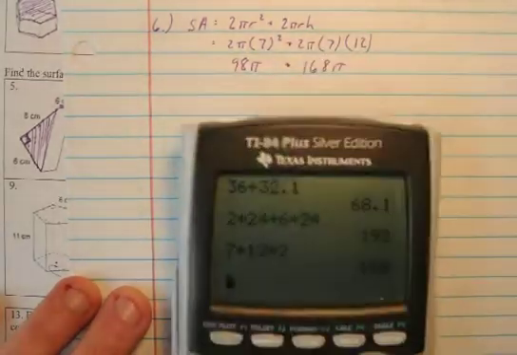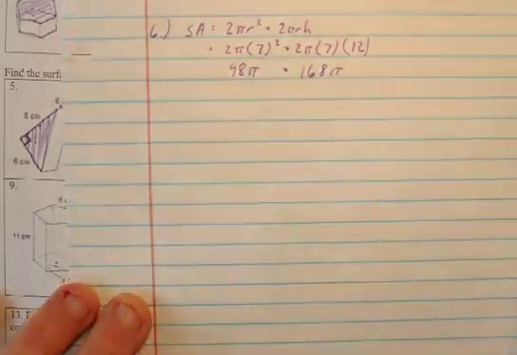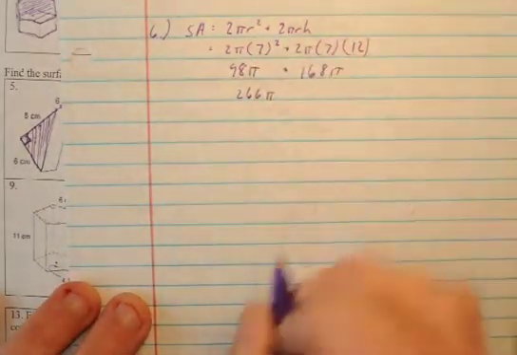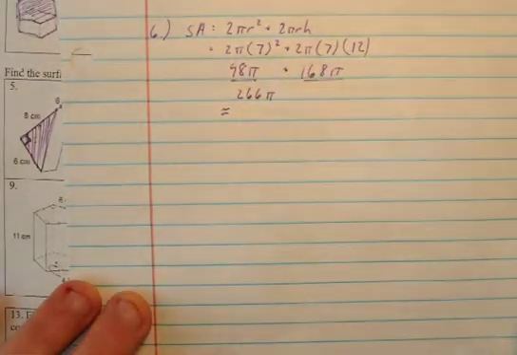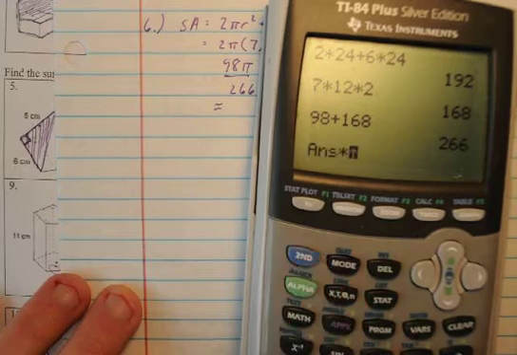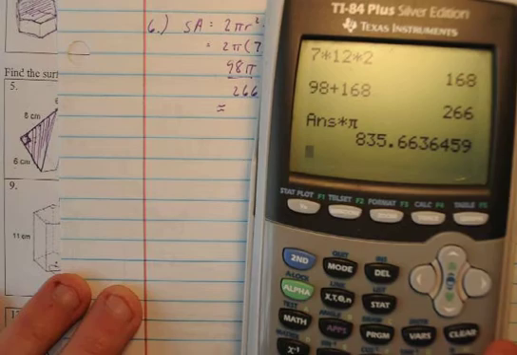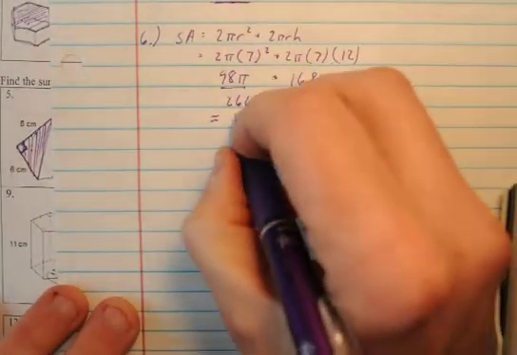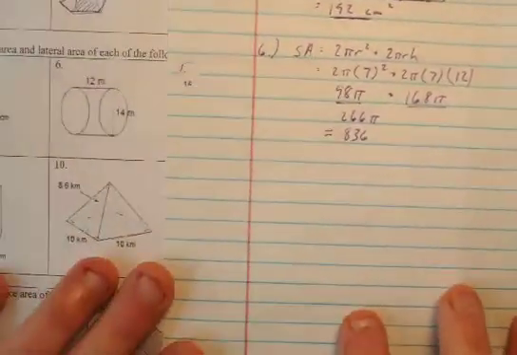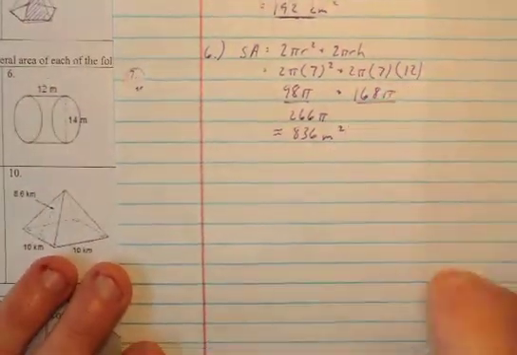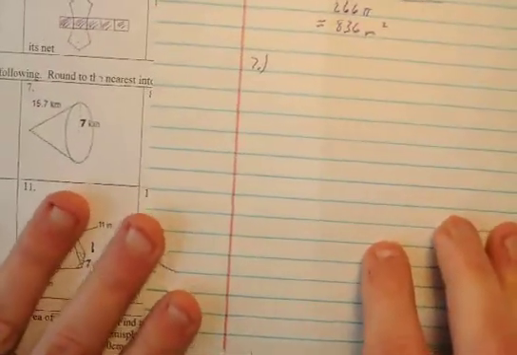So I can just add these together to get 266 pi. That would be the exact answer for that, and I can do that because those are like terms. From there I can approximate, multiply it by pi, you get 836. And what are our units for this one? Meters squared.